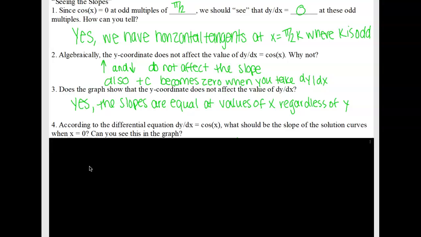The original slope or the original point? The original graph.